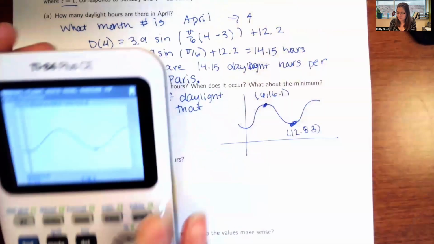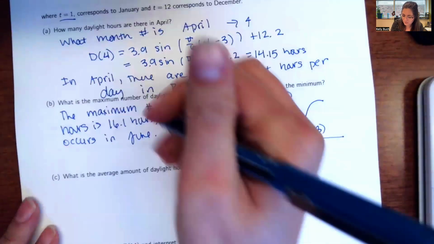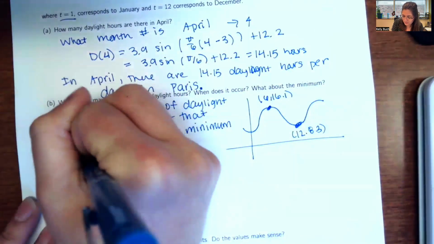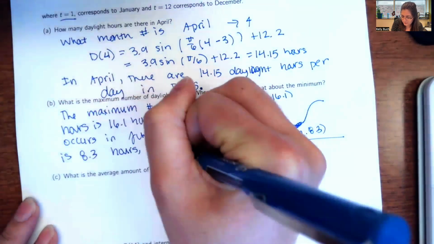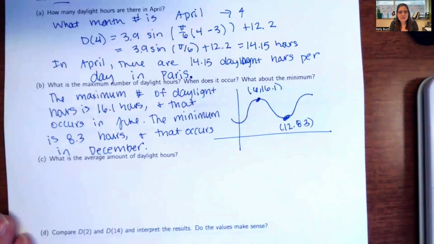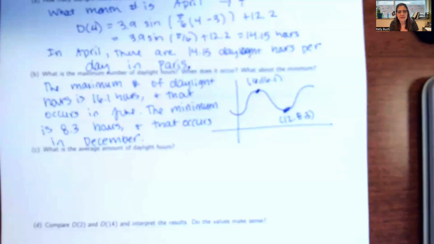And what month is that? Well, the 12th month is December. So the minimum is 8.3 hours, and that occurs in December. Our next question is, what is the average amount of daylight hours?